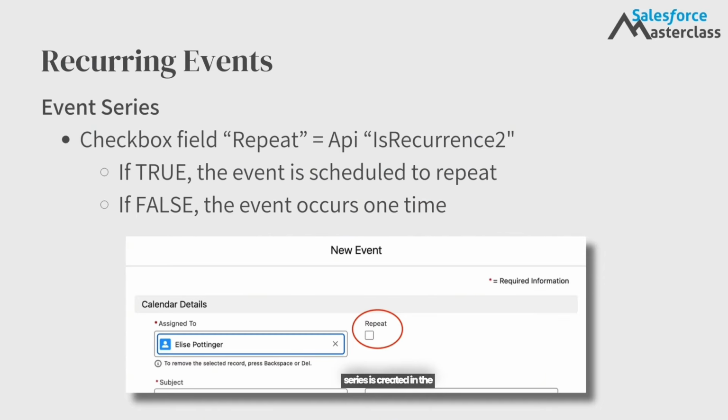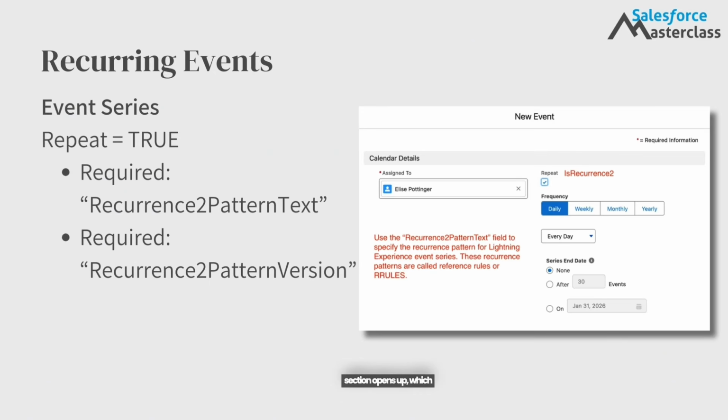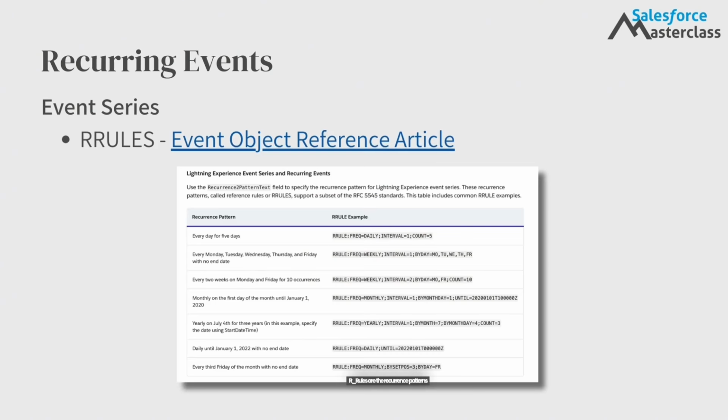Note also that Lightning's event series doesn't have a series parent identifier, which does affect our migration strategy. An event series is created in the UI by clicking the repeat checkbox on the event record. A beautiful, easy-to-use section opens up which allows you to set the applicable series information, which then hits some intense logic on the back end to populate the recurrence fields by way of using reference rules, or R rules for short. R rules are the recurrence patterns that make the recurrence functionality work.